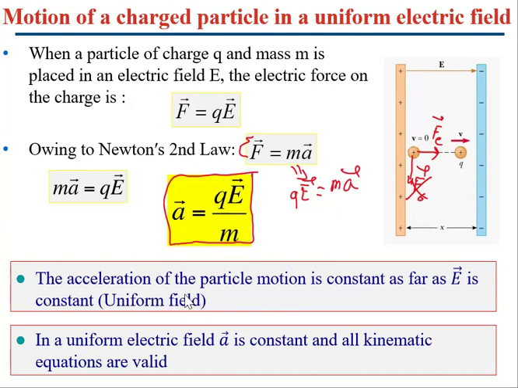We say the word uniform for the vector, and we say the word constant for the scalar. In a uniform electric field, A is uniform also, so that means all kinematic equations are fine. So what are these kinematic equations? The kinematic equations are the following, from Physics 1, when A is constant.